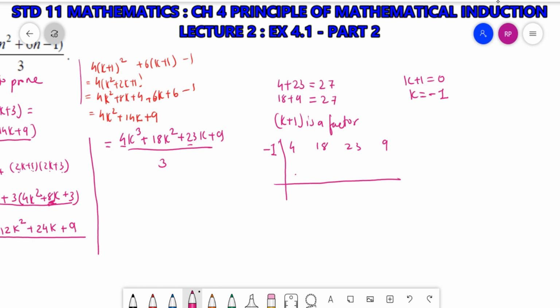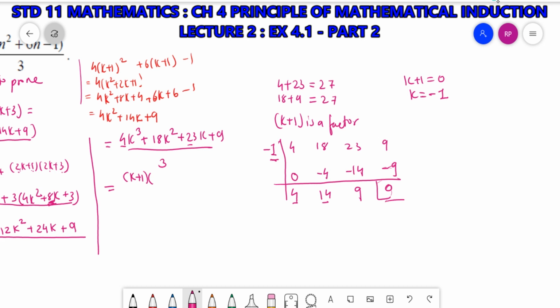So what is our step? First we put 0 here. 4 plus 0, 4. Now 4 into minus 1, minus 4. 18 minus 4, 14. 14 into minus 1, minus 14. 23 minus 14, 9. 9 into minus 1, minus 9. So that will be 0, 9 minus 9. So when we factorize this, we get k plus 1 as a factor.